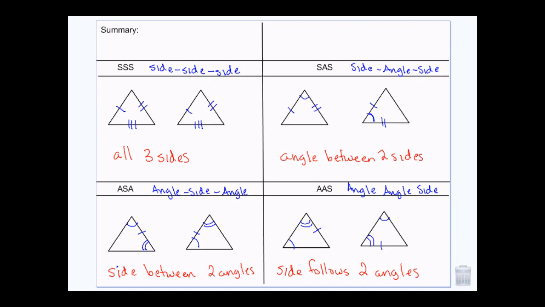Congruence that we've done. So side, side, side is just all three sides. Side, angle, side, the angle will be between two sides. Angle, side, angle, the side will be between two angles. And then angle, angle, side, the side will follow two angles. So as you go around the triangle, you just follow the leader kind of thing, and it goes angle, and then side.